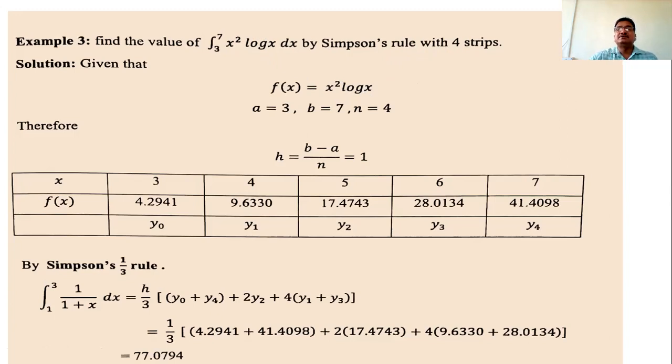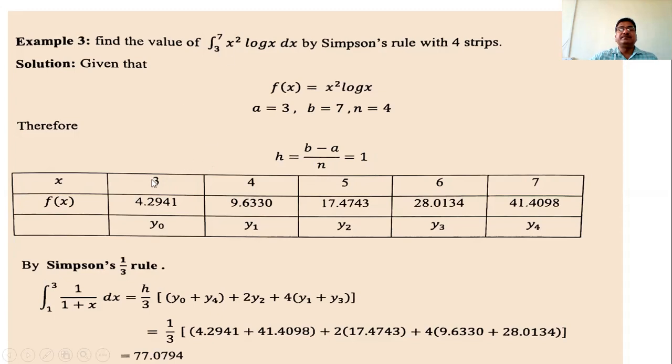So this is log x with base e, and this is the function f(x), x square into log x, where a is 3, b is 7, the lower and upper limits, and the number of sub-intervals is 4. Therefore h, the length of each interval, is (b minus a) by n, the formula, and that is (7 minus 3) divided by 4, which is 1. Now prepare the table, where the first row is the values of x and the second row the values of y or f(x).